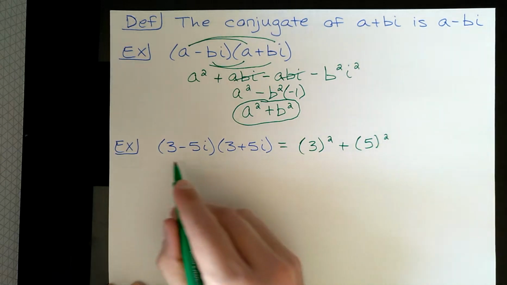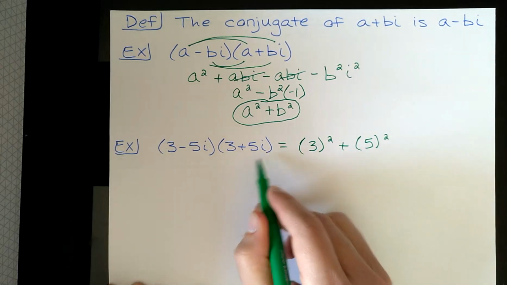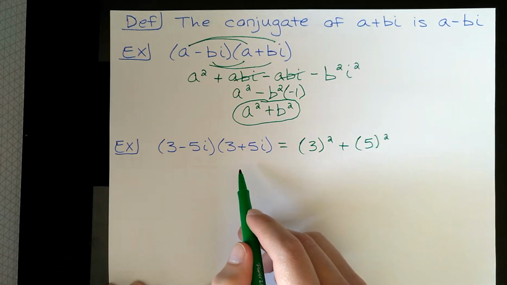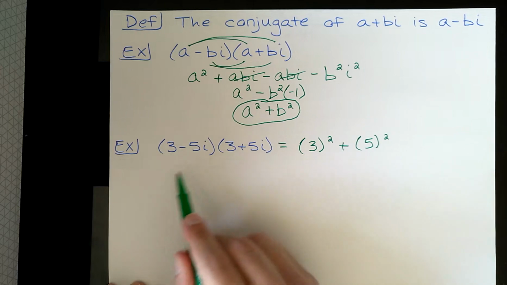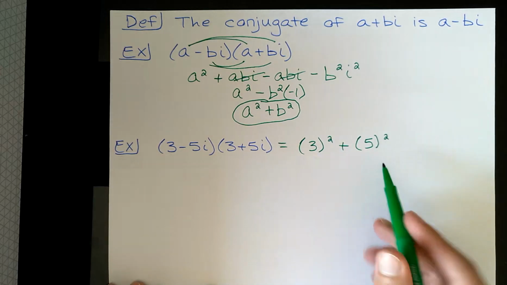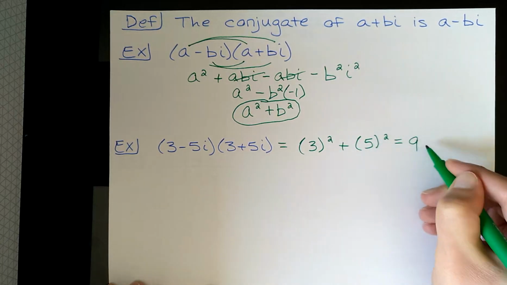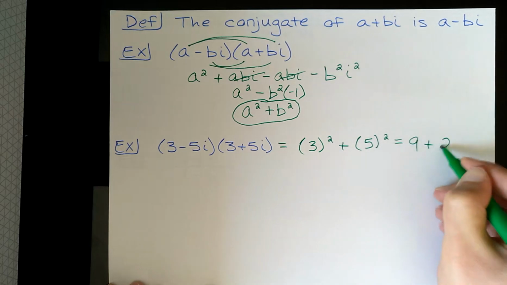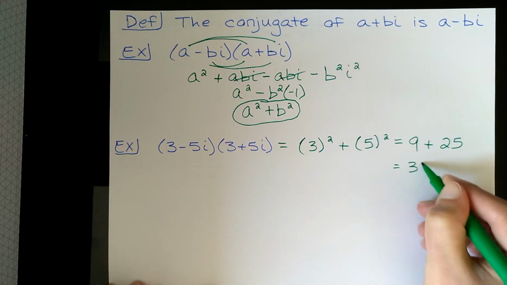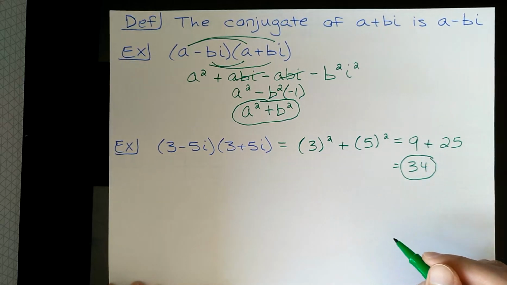Just make sure it is in this correct order, 3 minus 5i times 3 plus 5i, or 3 plus 5i times 3 minus 5i. Make sure it's in our complex number notation, and we can immediately just apply the formula. Simplifying, we get 3 squared is 9, plus 5 squared is 25, which just leaves us with 34.